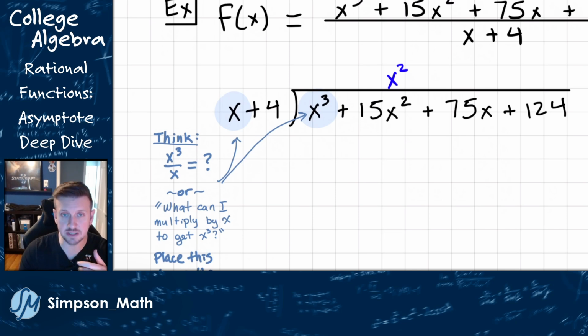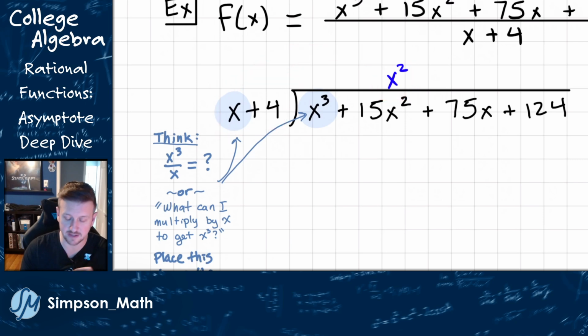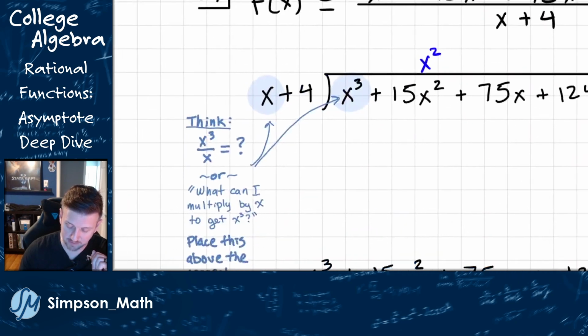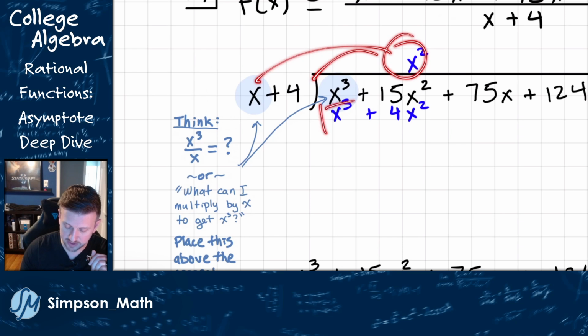All right, now let's basically distribute. I'm going to multiply x squared times my divisor here, but I'm kind of distributing. I'm going to do x squared times x and x squared times that plus 4. So x squared times x is x cubed, and just like we put this 14 down below, I'm going to do that same thing. So I'm going to put an x cubed here. x squared times 4 is a plus 4x squared. So now I have multiplied, distributed, and put it beneath.